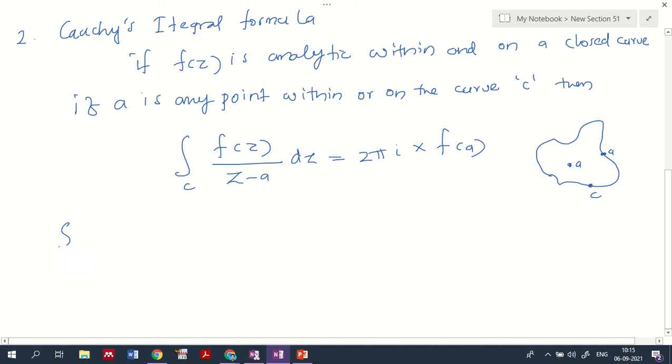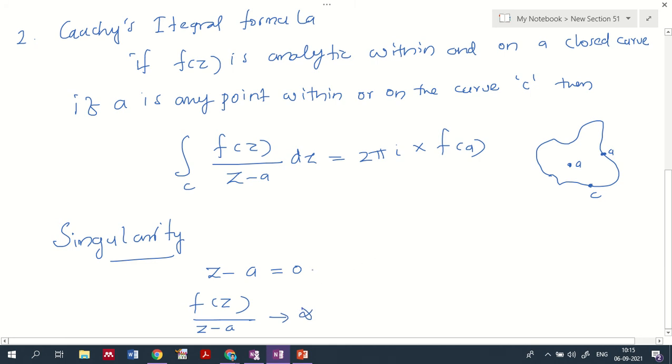Before coming to the detailed discussion of this, let me introduce you to one more thing, that is singularity. What singularity means is that when you consider this Cauchy's integral formula, you can see f of z divided by z minus a. If z minus a equals 0, then f of z divided by z minus a becomes infinity.